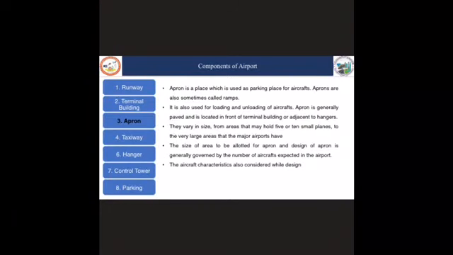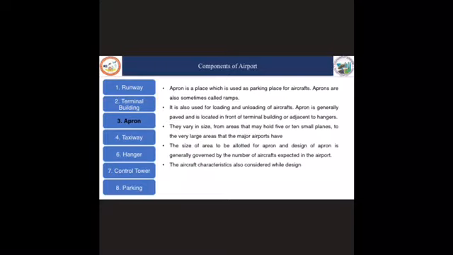The next component is an apron. An apron is a parking place for aircraft, and aprons are also sometimes called the ramp. Aprons are generally paved and usually located in front of the terminal building or adjacent to the hangar. So what should be the size of an apron? How much space is required for parking the aircraft?